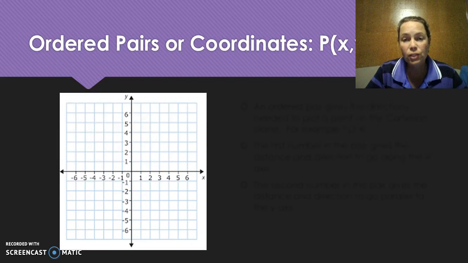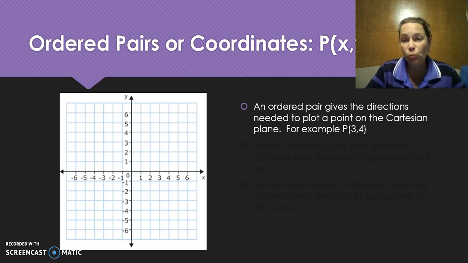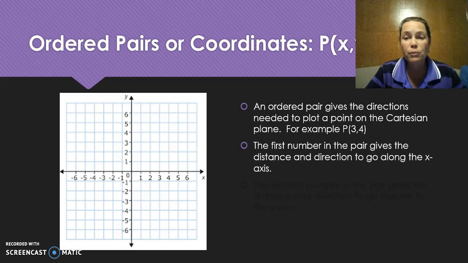All right, now in order to be able to plot points on the Cartesian plane, we use something called an ordered pair or a coordinate. An ordered pair gives the directions that we need to plot the point on the Cartesian plane. So, for example, let's take the point P, which has the coordinates of 3, 4. Now, the first number in the pair gives us the distance and the direction to go along the x-axis.